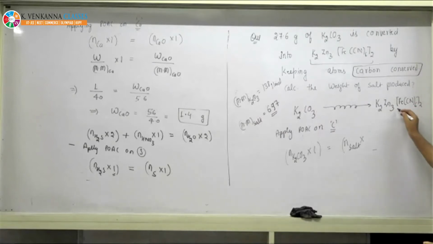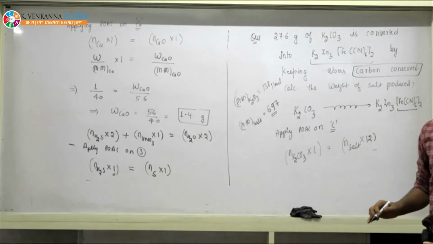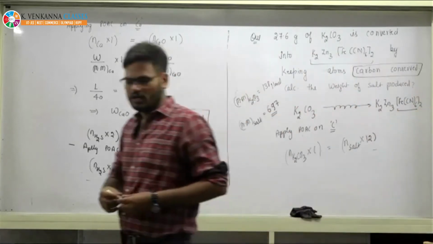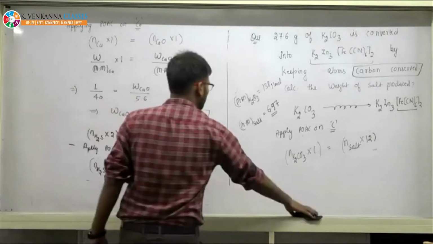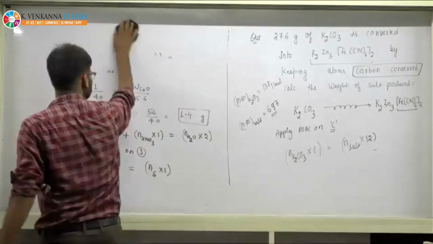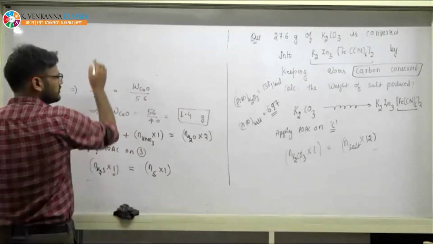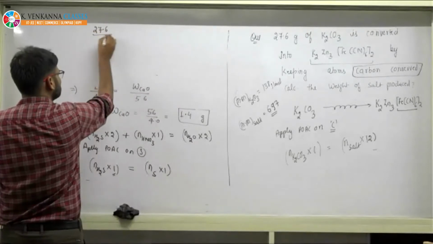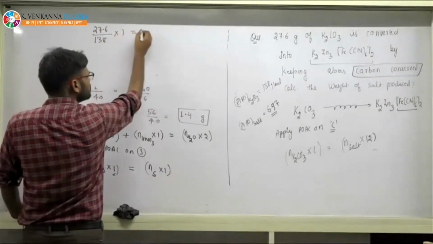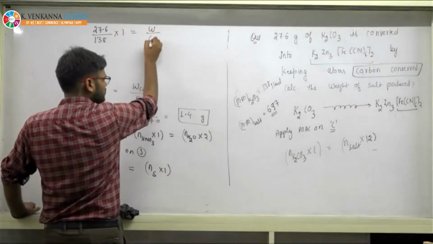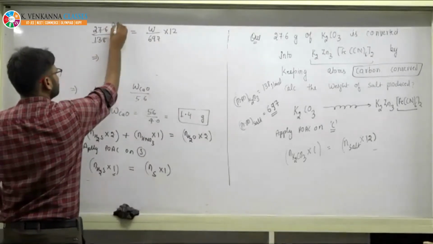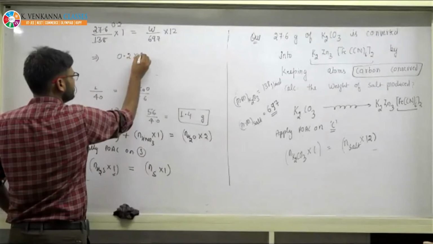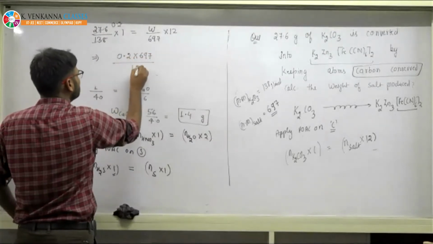Okay, fine. So here you have to keep 12, beta. That's very nice. Someone has told me, Deepak. Yes, that will be 12. Now you can solve it. I have told you everything. Each information is given. K2CO3, the weight is given. 27.6 divided by 138 into 1 equals weight of salt upon 697 into 12. So if you solve, this becomes 0.2. 0.2 into 697 upon 12. That is weight.